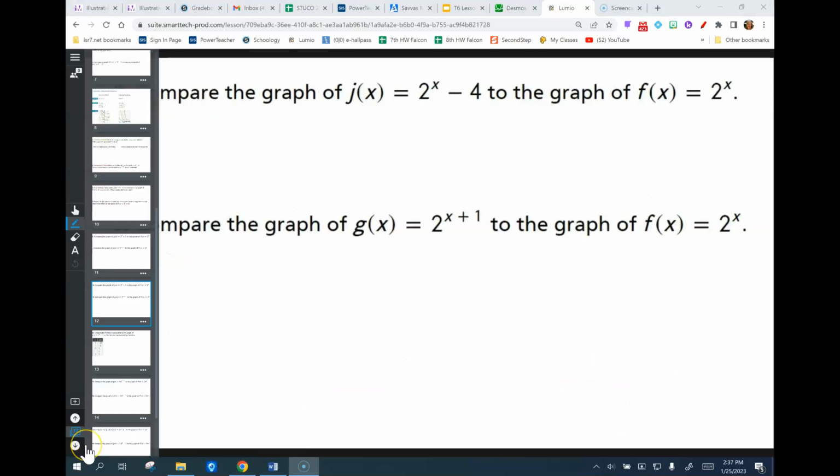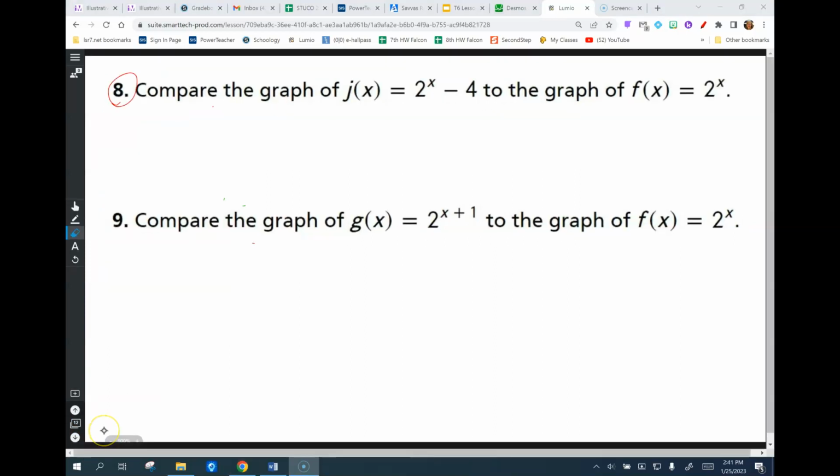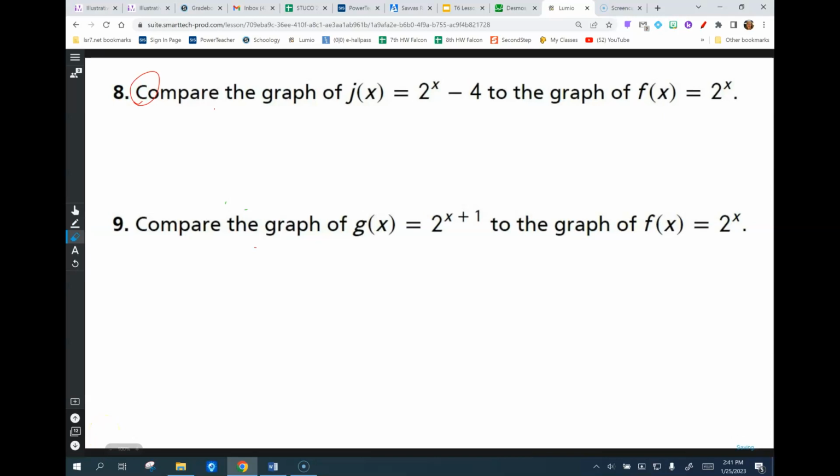Okay? So right now I want you to go to page 108, and we're going to look at number 8 on page 108. What I want you to do is look at this function. What is happening here? So hopefully you realize that you're going to shift down 4. This tells you it shifts down 4.